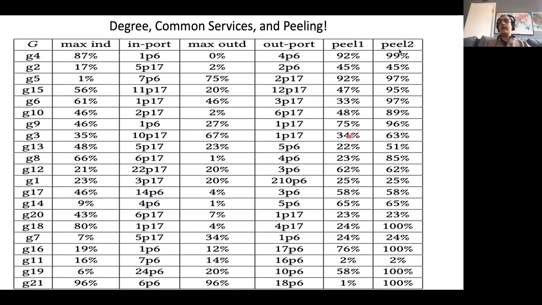But if we remove both degree 1 and high degree nodes, which I define as connecting to more than 60% of other nodes, we get a jump in removal. And again, you see for some graphs 99 or 100% of the graph is removed, but graph 2 is not very peelable, so only 45%. But in general, high degree nodes are important.